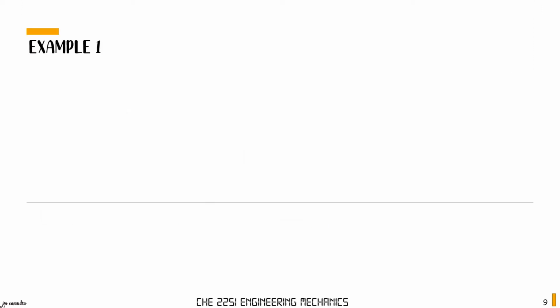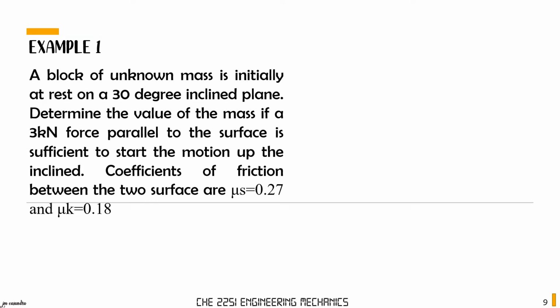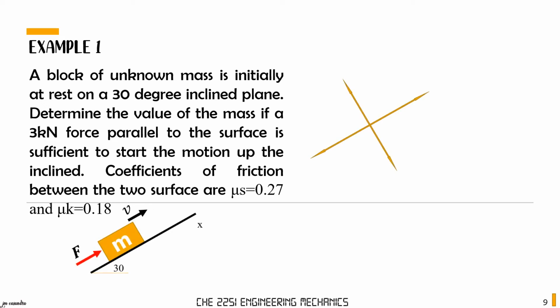So to understand friction, let's have an example. A block of unknown mass is initially at rest on a 30-degree inclined plane. Determine the value of mass if a 30 kN force parallel to the surface is sufficient to start the motion up the incline. Coefficients of friction between the two surfaces are 0.27 and 0.18 for static and kinetic respectively.